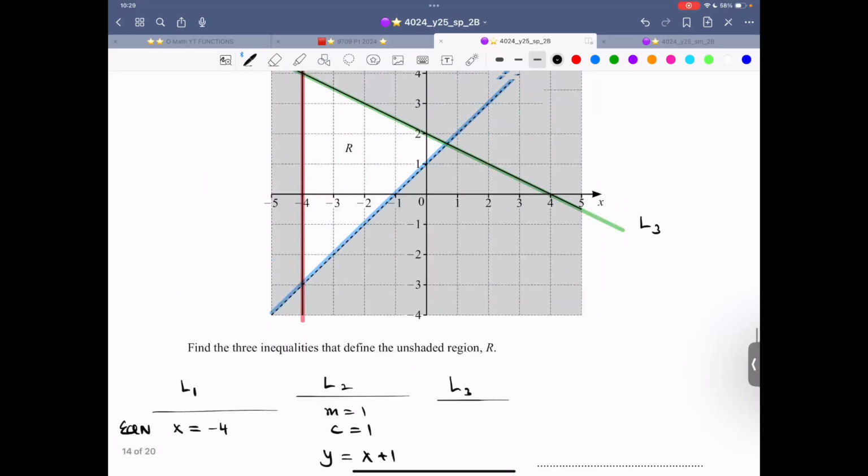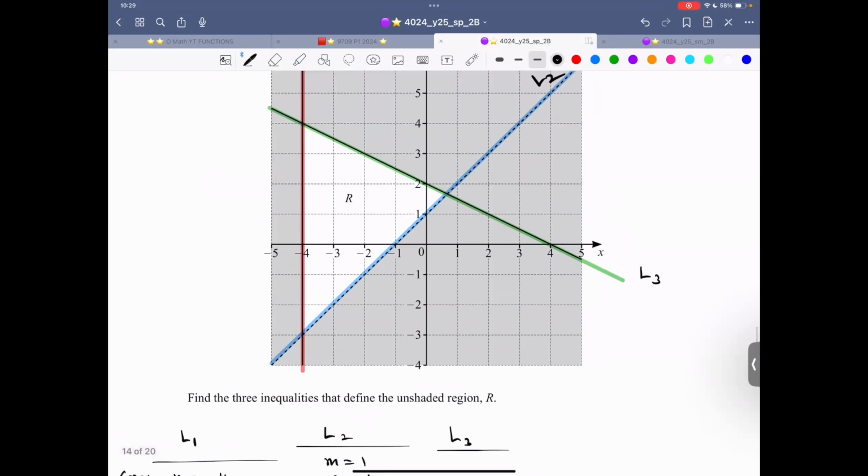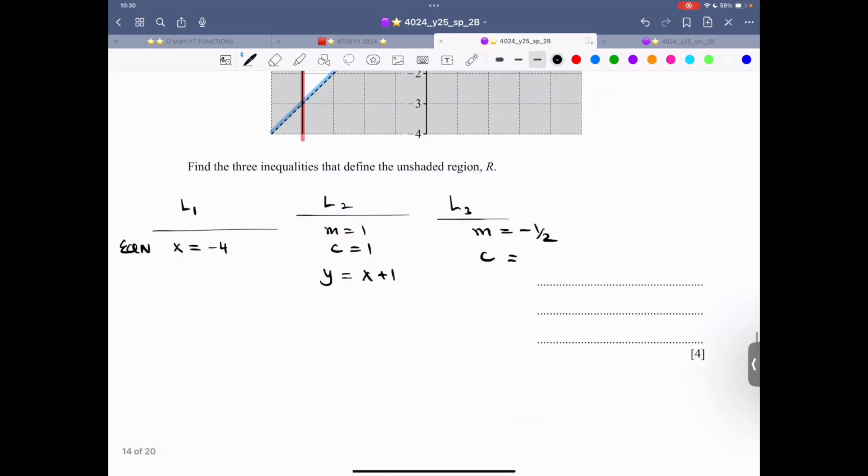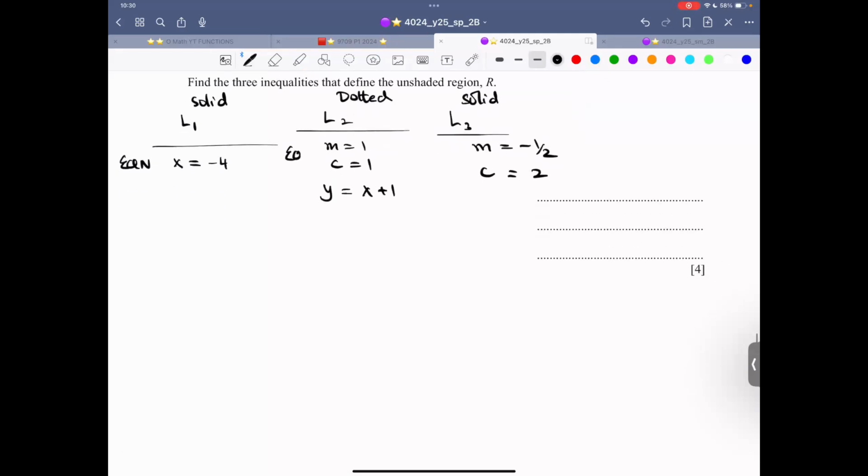For L3, what's the gradient? It's going down, negative slope. This is 2 over 4, which is -1/2. So gradient is -1/2, and y-intercept is 2. And also this is dotted. This is solid. This is solid. Now this is the equation that's coming right away. y is equal to -1/2 x plus 2.